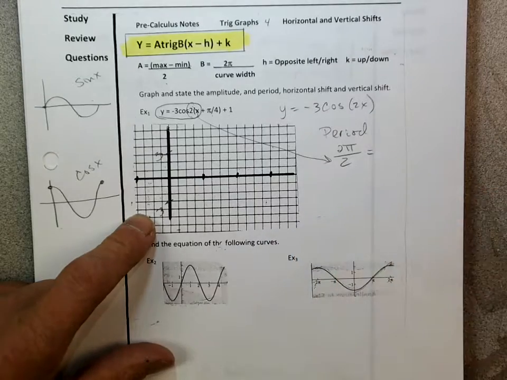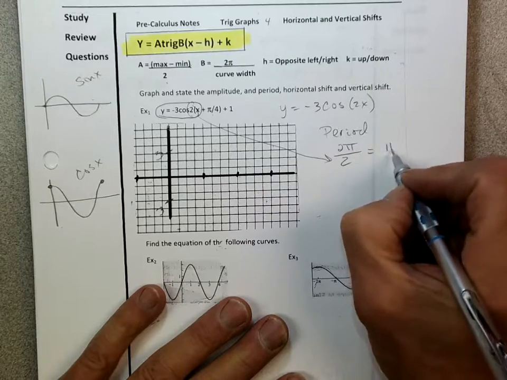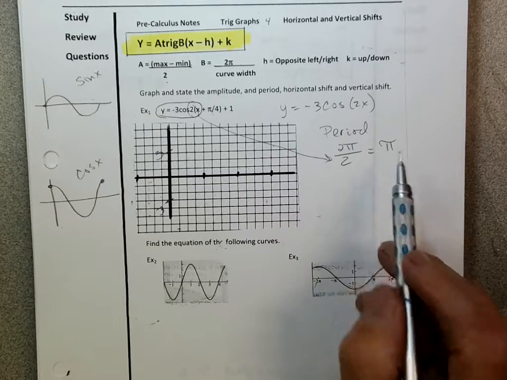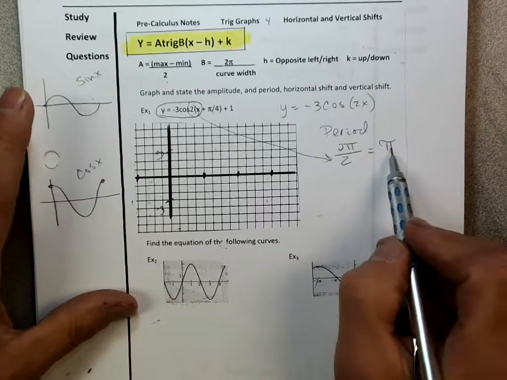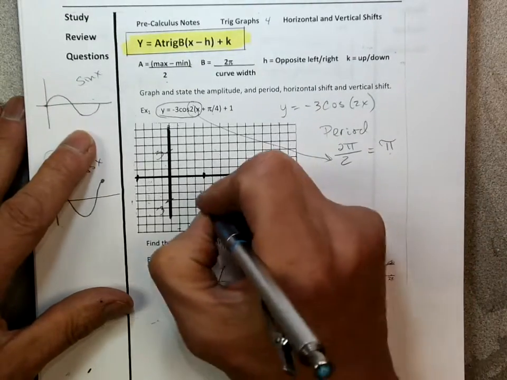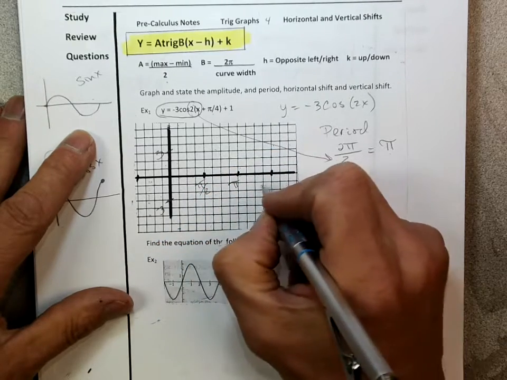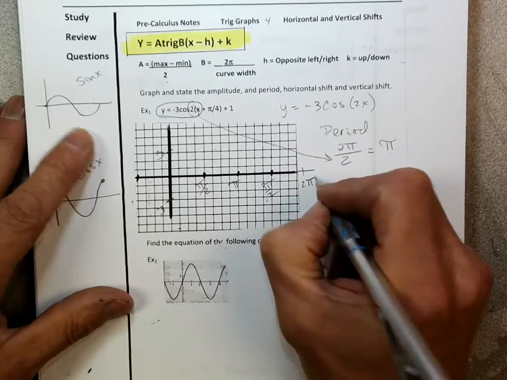So the new period, how wide this particular graph is, is going to be pi. Has to be, because in order to fit 2 curves within the normal 2 pi, each curve's got to be pi wide. So I know I'm going to have axes that deal with pi, so I'll take care of it. I'll go pi halves here. I'll go pi, 3 pi halves, and 2 pi.